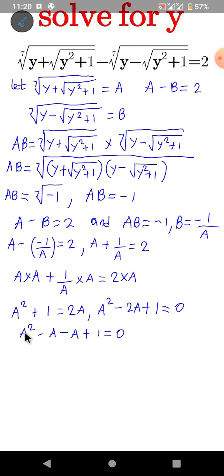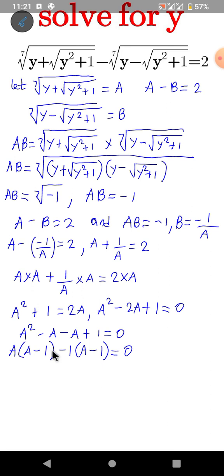Then we continue. Now the HCF between a squared and a is what? A. So we say a, open bracket, a squared divided by a is what? A. Then a divided by a is what? Minus 1. Then here we have a minus 1. That's this. Then minus a divided by a will give us what? Minus 1. Then we continue again, all equal to 0.